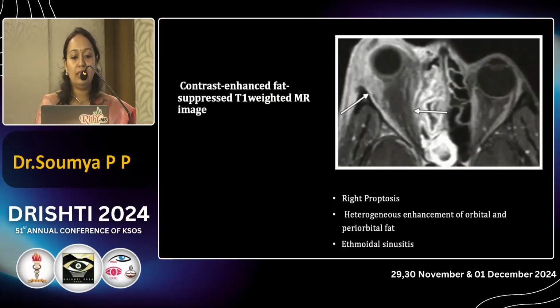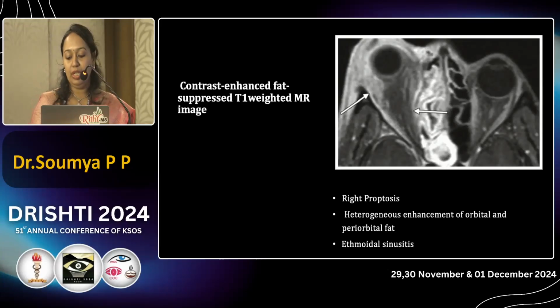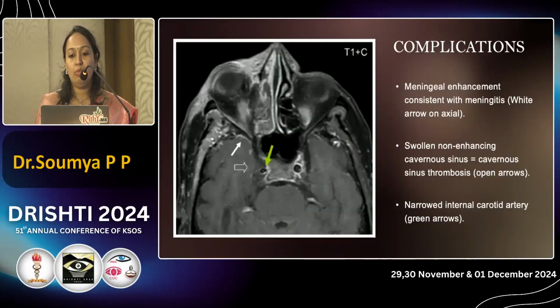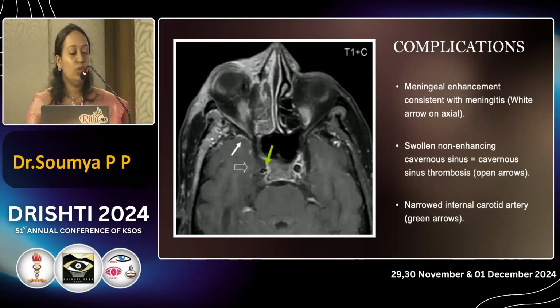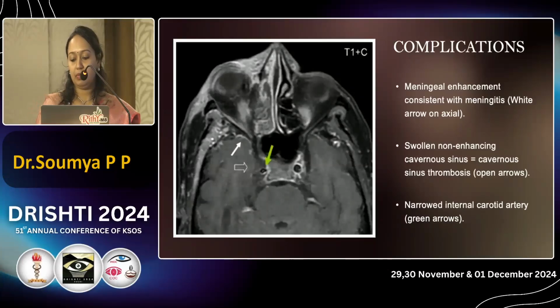So this is a contrast enhanced fat suppressed T1 weighted MR image. You can see right proptosis, heterogeneous enhancement of the orbital fat here, and ethmoidal sinusitis. So complications can also be picked up by the imaging. Here there is a meningeal enhancement suggestive of meningitis. There is a swollen and non-enhancing cavernous sinus, and also you can see a narrowed internal carotid artery here.